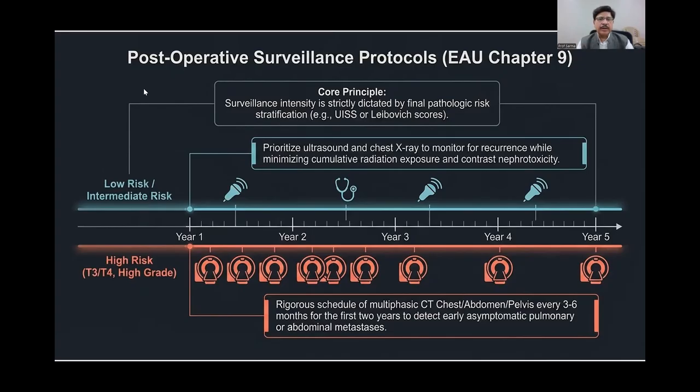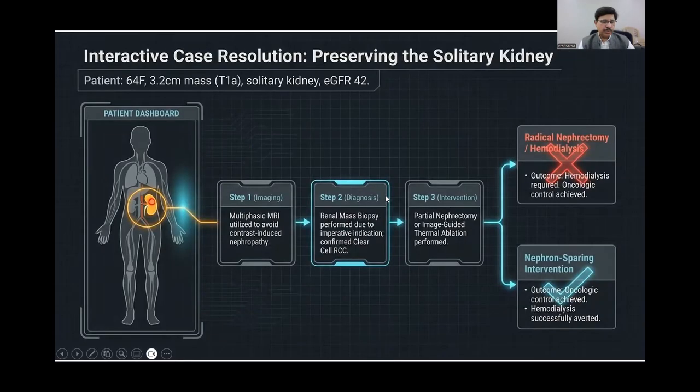When the patient is a high-risk patient, that is T3 and T4 high-grade patient, rigorously schedule multiphasic CT chest, abdomen, pelvis every 3 to 6 months for the first 2 years to detect early asymptomatic pulmonary and abdominal metastasis. There, you see so many times you are doing the CT, as you can see in the picture, for the first 2-3 years, whereas you are doing only ultrasound and clinical examination in the case of a low-risk individual. This is the follow-up.